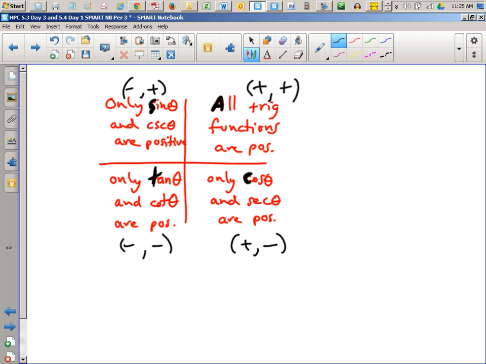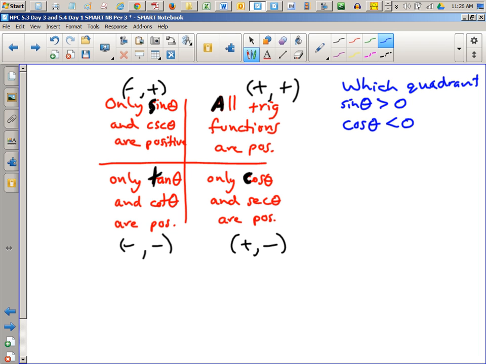Okay, so why am I giving you this? It'll save you a little bit of time thinking on my exam. Okay, so on my test, if I say something like, sine theta is greater than 0, cosine theta is less than 0. Which quadrant is it? You would have to maybe think about that.